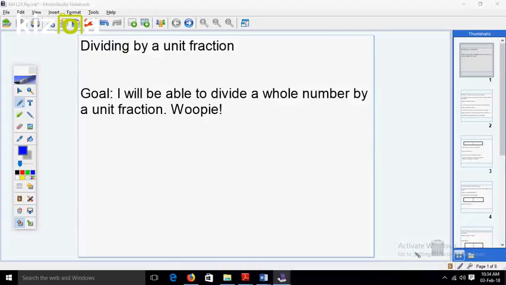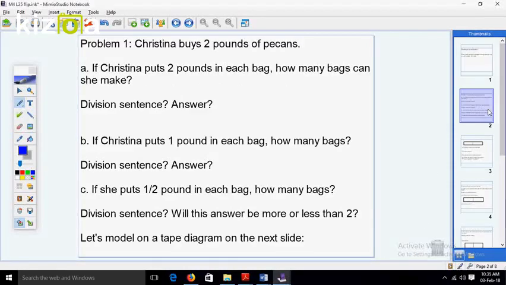All right, here we are, lesson 25, dividing by a unit fraction. So we are now moving on to division with fractions. Our goal is: I will be able to divide a whole number by a unit fraction. Whoopee!